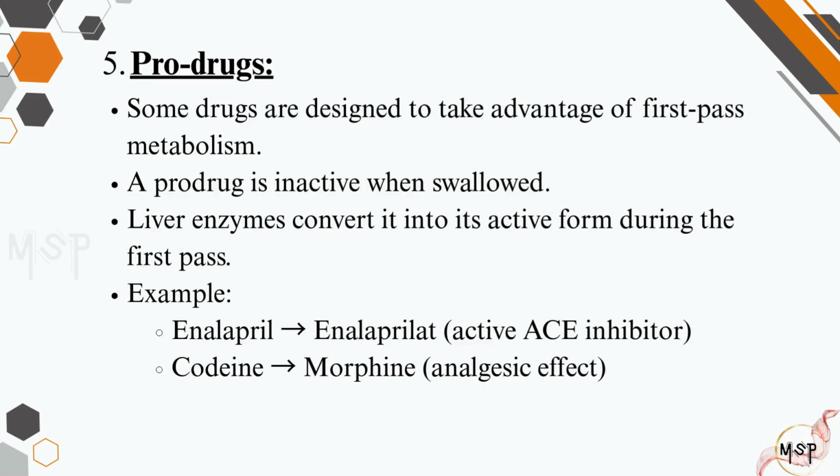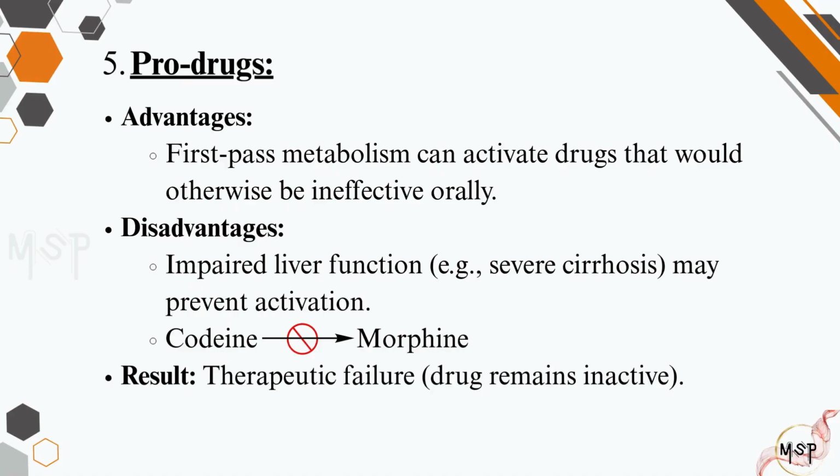Then comes prodrugs. Some drugs are designed to use the first pass effect. A prodrug is inactive when swallowed, but is converted into its active form by liver enzymes during the first pass. Example: enalapril to enalaprilat. This is an example of how first-pass metabolism can work in favor of drug therapy, turning a potential obstacle into a useful activation step.